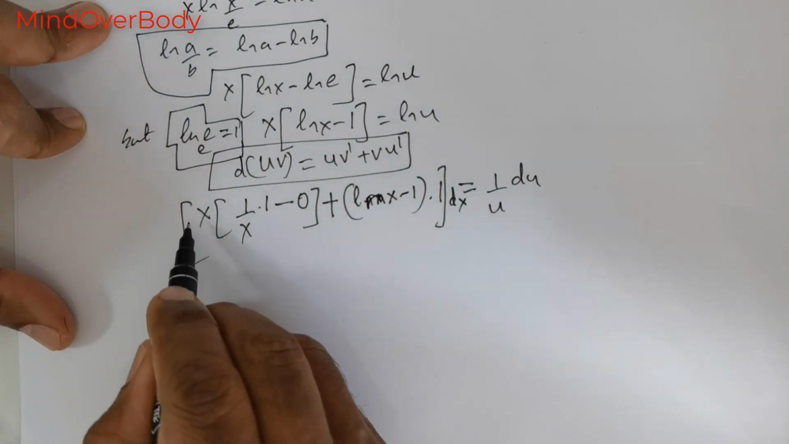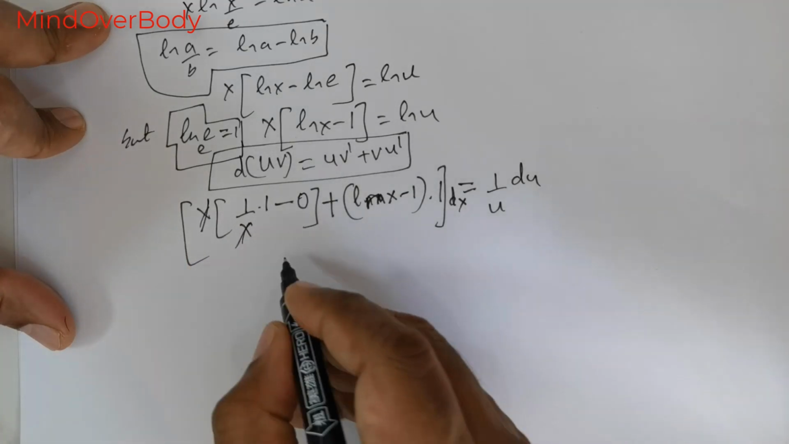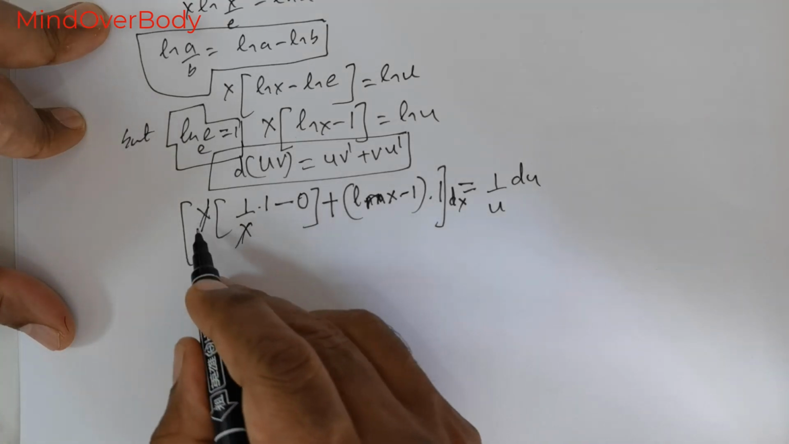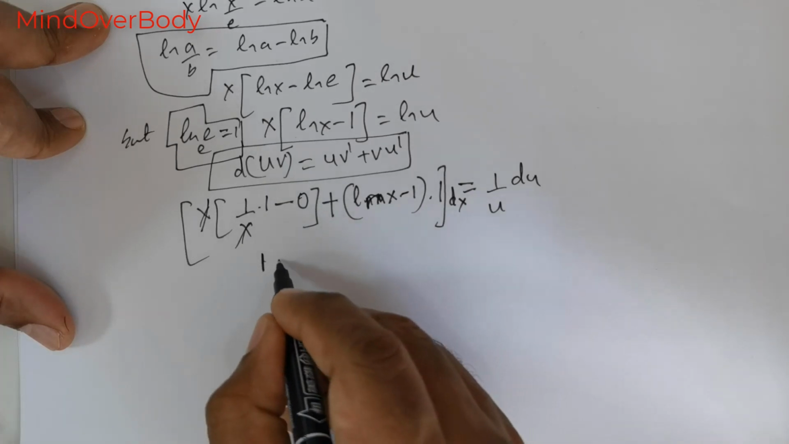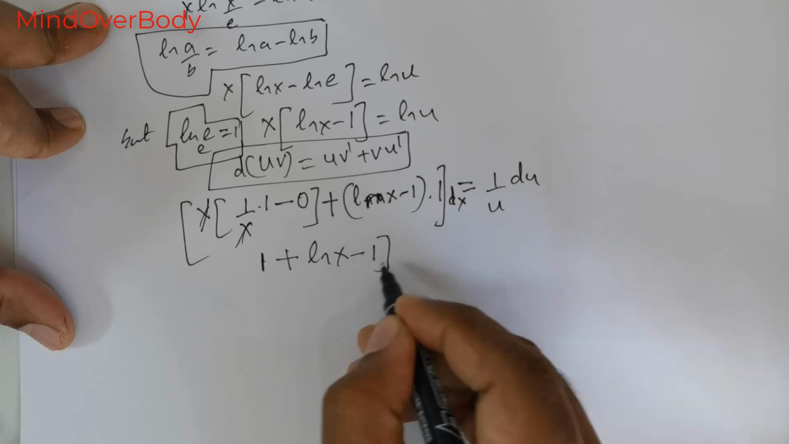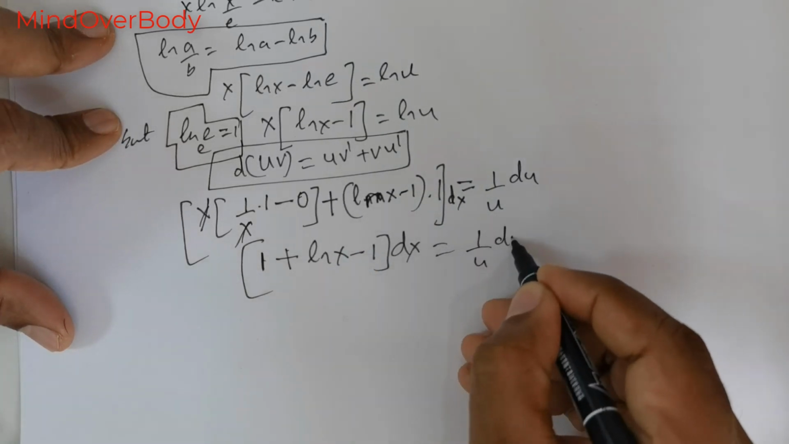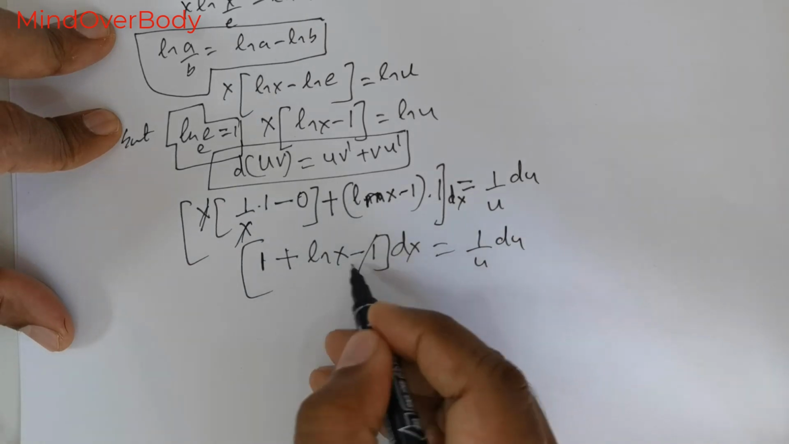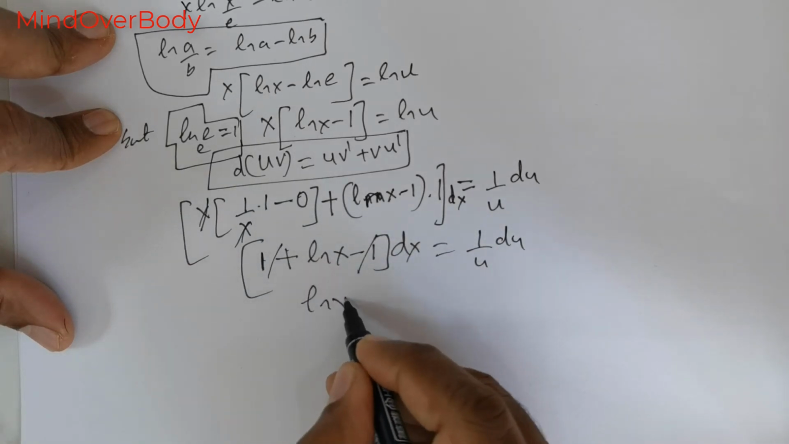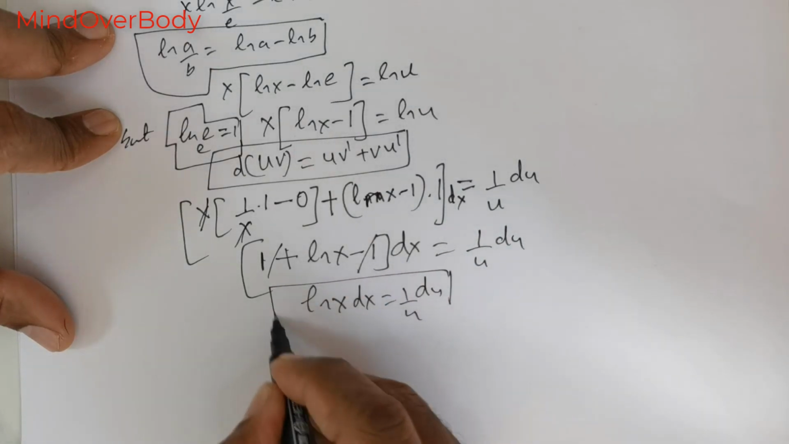Now if you were to distribute x inside, x and x will be cancelled, this is 0, so you are going to have 1 there, followed by ln x minus 1, times dx, is equal to 1 over u times du. Now minus 1 plus 1 gets cancelled, giving you ln x dx is equal to 1 over u times du. So this is what you've got.